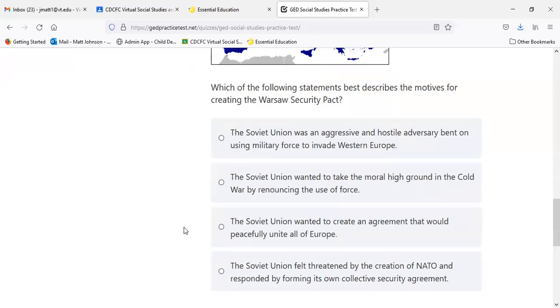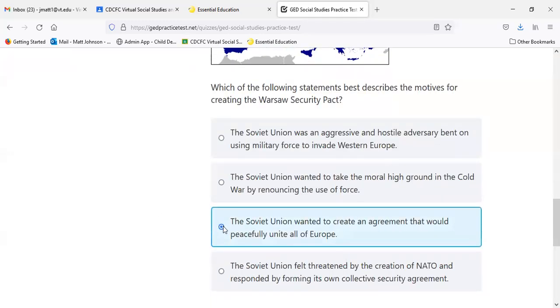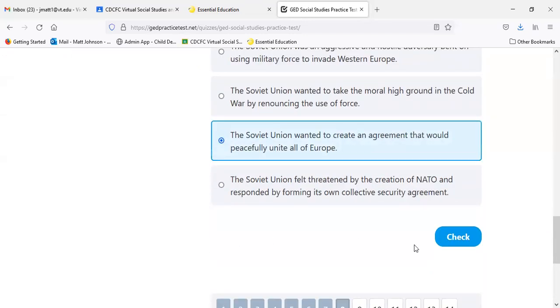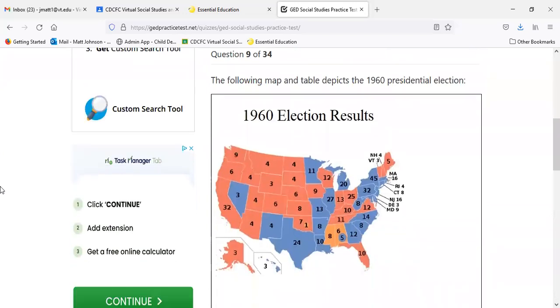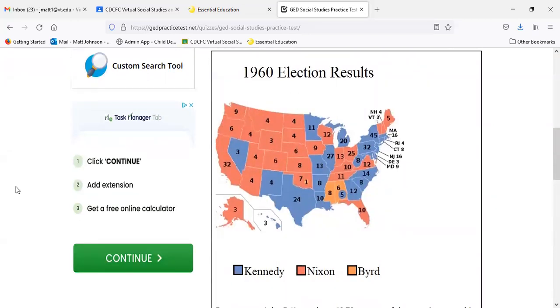So yeah, the answer was D. Okay, let's do a few more here. Another map. So it looks like we're going into the map section now. And this looks like something we might be a little bit familiar with. The 1960 presidential election. The following map and table depicts the 1960 presidential election. We have our three main candidates.